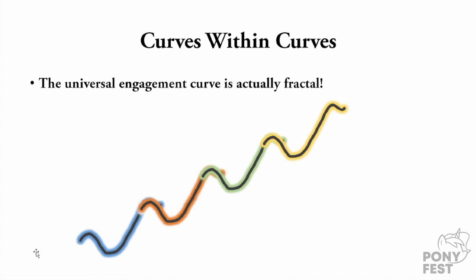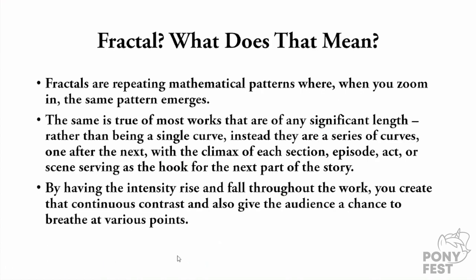But it's important to know that this is actually what's really going on, because a constant long-term ramp up is really hard to sustain and make it not overwhelm the audience. By having the intensity rise and fall continuously, you actually create that contrast on a constant basis, because instead of having just the beginning, the middle, and then the climax, you actually have a bunch of smaller climaxes in the middle as you go through.